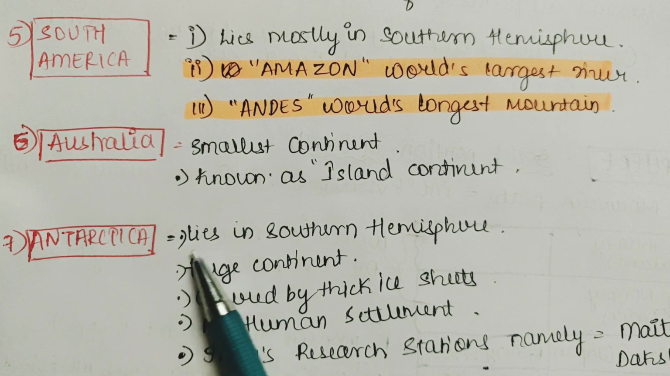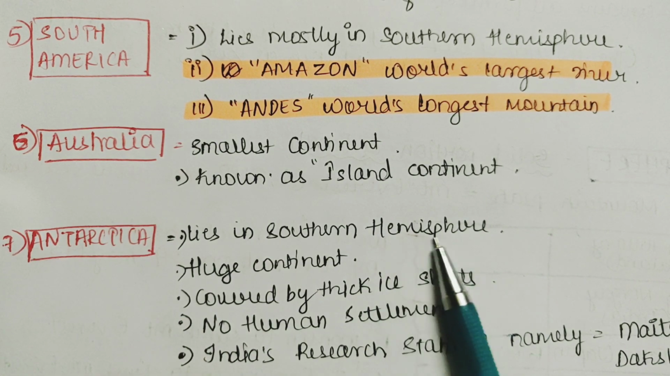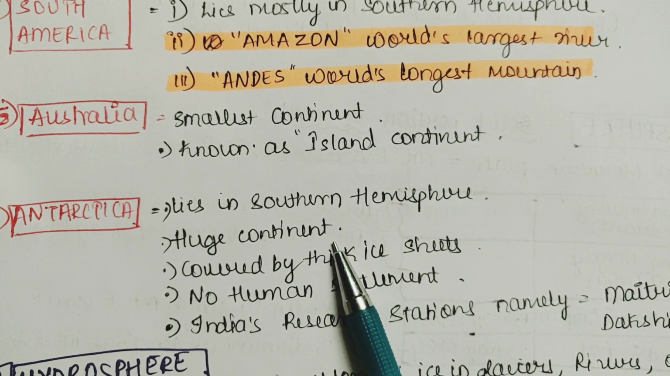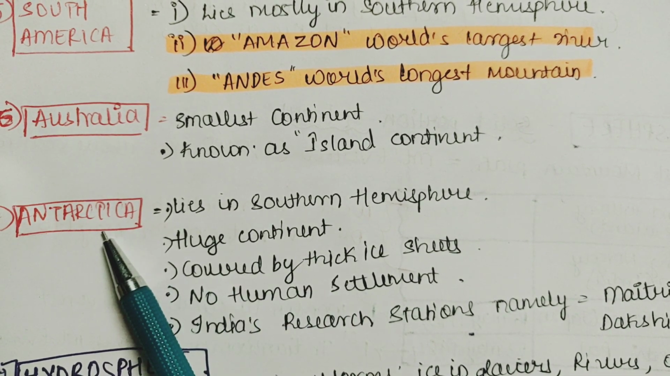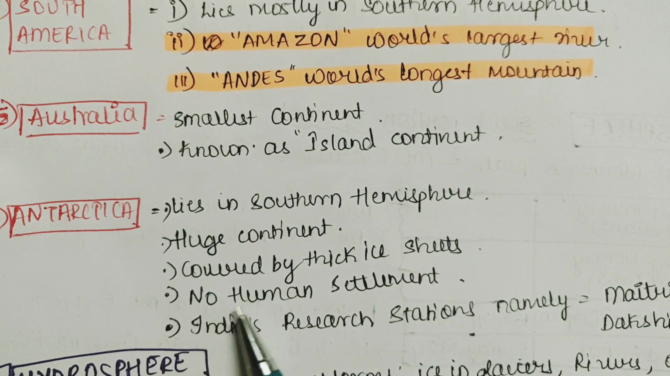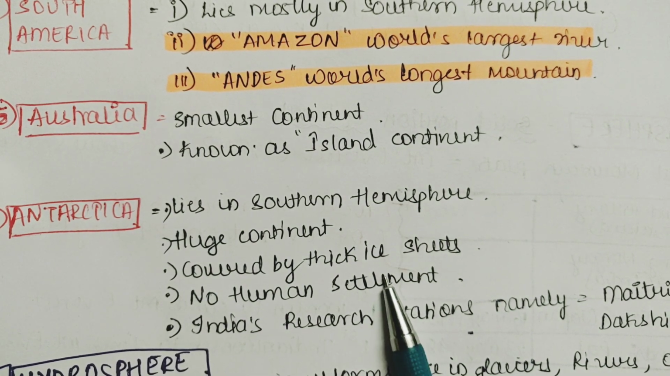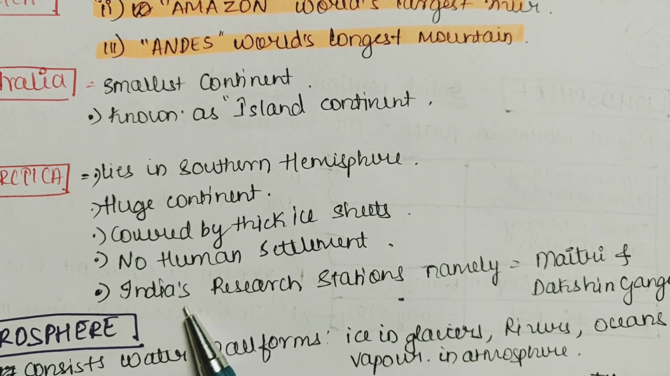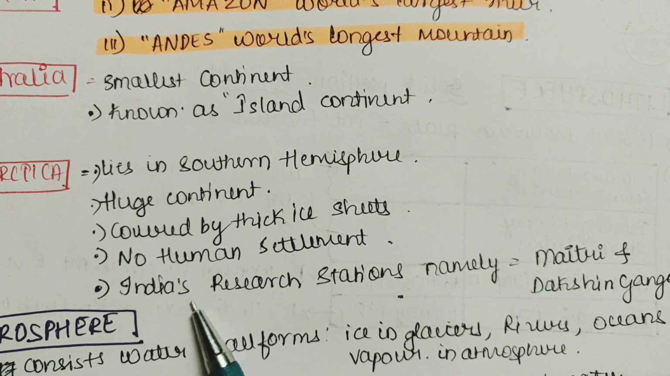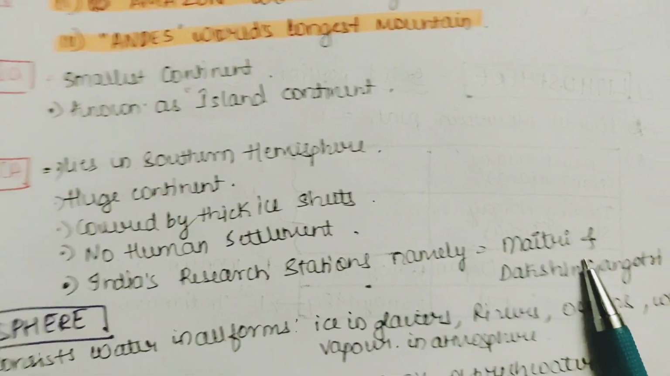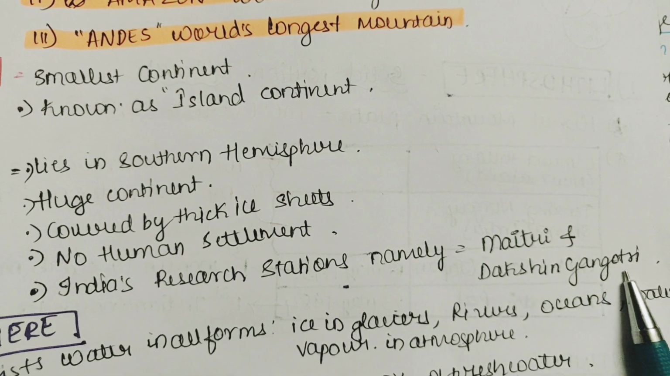Antarctica. Antarctica lies in the southern hemisphere. It is the huge continent. Antarctica is covered by a thick ice sheet. So no human settlement is found there. And also there are many research stations from all countries. So from India there is a research station, namely Maitri and Dakshin Gangotri.